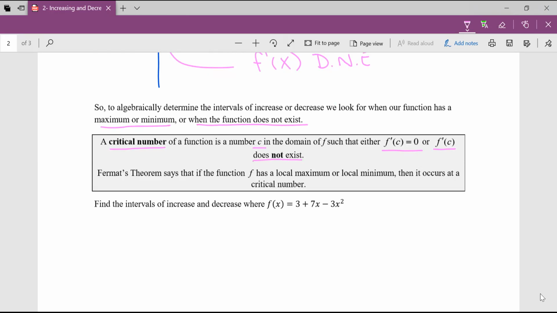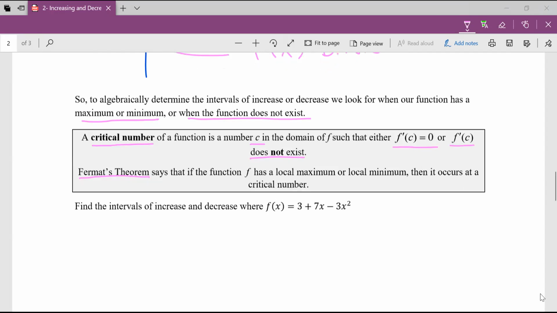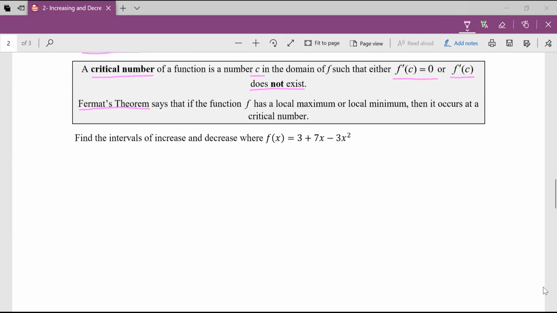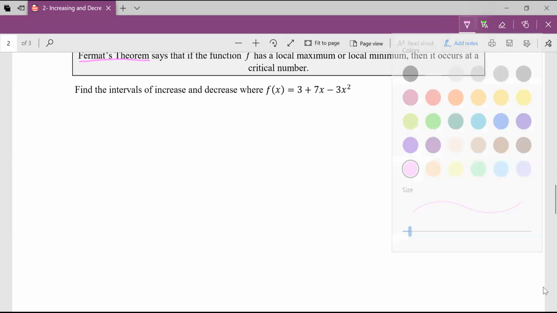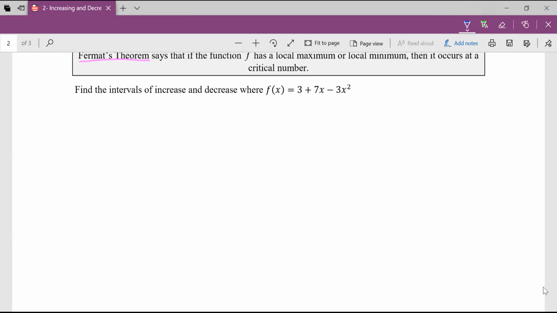Here we get a really important theorem by a famous mathematician named Fermat, who says that if the function f has a local max or local min, then it occurs at a critical number. So let's go and find these critical numbers. This is the first thing you're always going to do when you go to find intervals of increase and decrease.